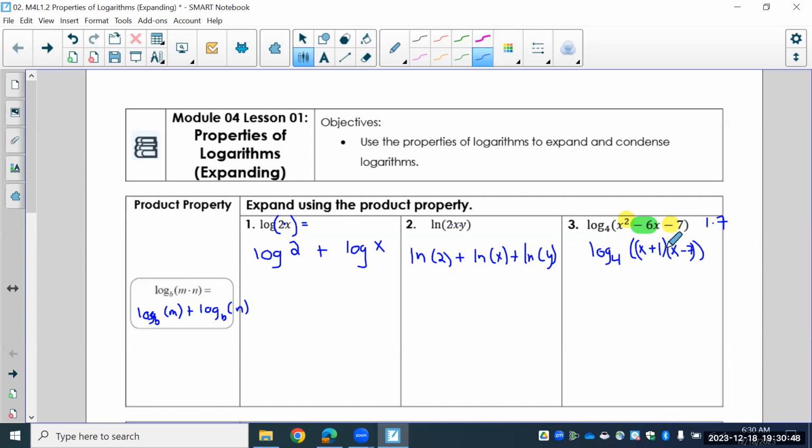The key in this problem is that there's a multiplication sign here. So in the world of logarithms, I'm going to write log base 4 down twice with parentheses. And then I'm going to fill those parentheses in with what is inside of here. So x plus 1 and then x minus 7. All right, not so bad. All right, let's take a look at the next one.